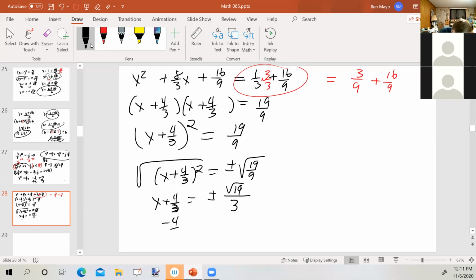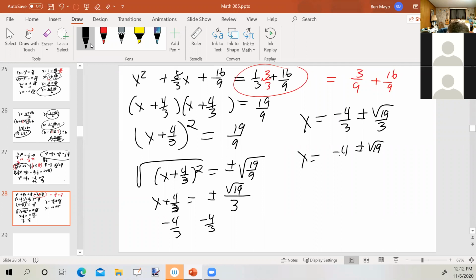Then I'm going to subtract 4/3 from both sides. x equals negative 4/3 plus or minus the square root of 19/3. This one already has the same denominator. So x is negative 4 plus or minus the square root of 19, all over 3. That would be the nice, neat package deal that typically you would see in a textbook. Now, for WebAssign, we would put in x equals negative 4 plus the square root of 19 all over 3, and x equals negative 4 minus the square root of 19 all over 3.